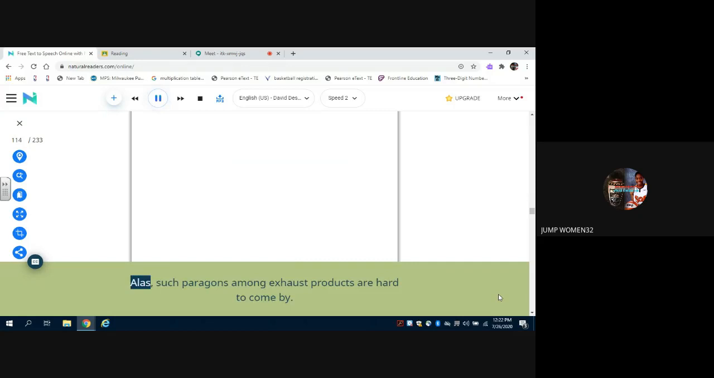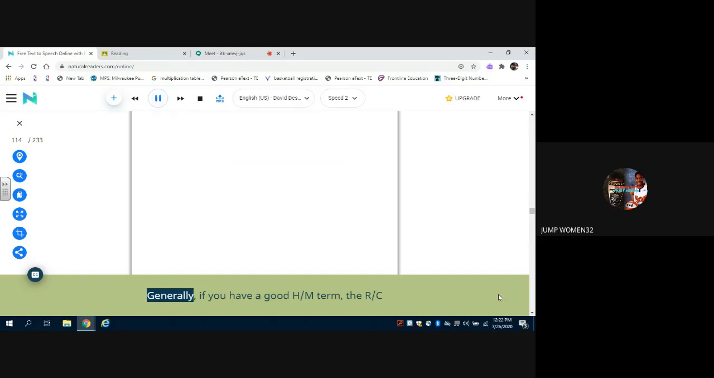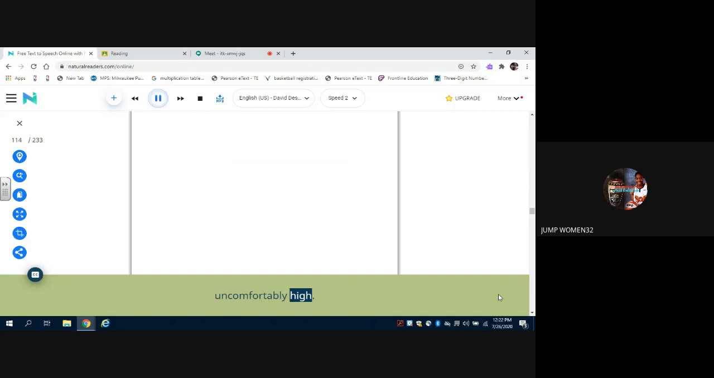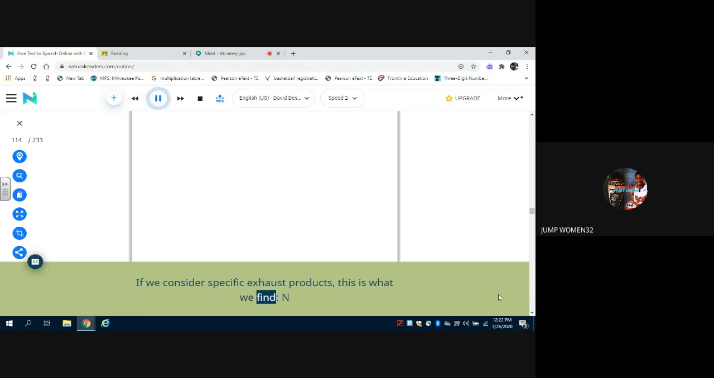Alas, such paragons among exhaust products are hard to come by. Generally, if you have a good H/M term, the R/Cp term is bad. And vice versa. And if both are good, the chamber temperature can get uncomfortably high. If we consider specific exhaust products, this is what we find. N2.